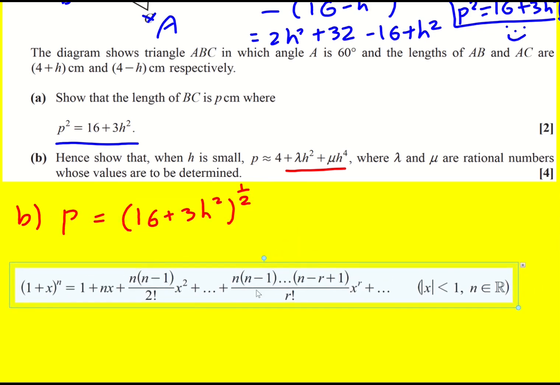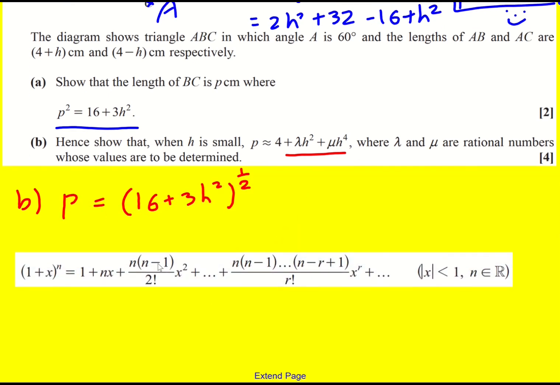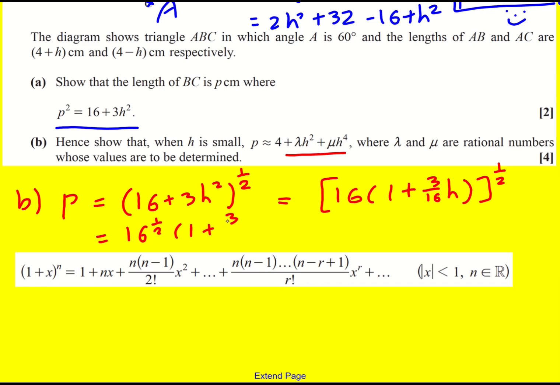So the formula book gives this formula when we have something in the form 1 plus x to the n. Now we don't have that at the moment, so there's an extra little step needed. I need to factorize out 16 from the whole thing. It's going to become 1 plus 3 over 16 H squared, and all of that is raised to the power of a half. Now I can just raise 16 to the power of a half and times it by 1 plus 3 over 16 H squared to the half, which becomes 4 times 1 plus 3 over 16 H squared to the half.